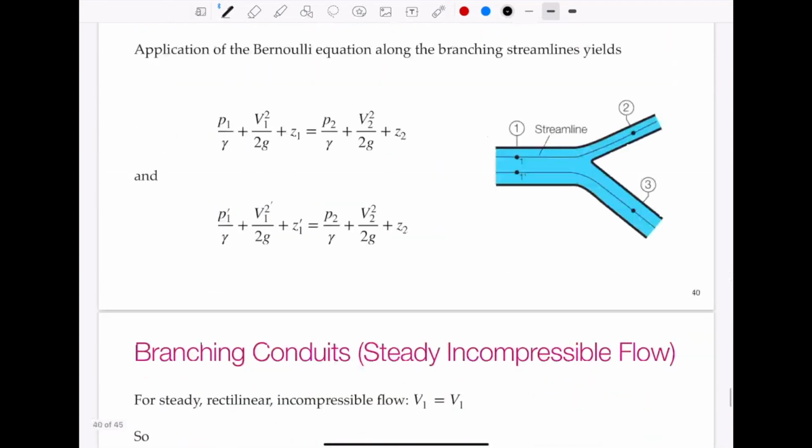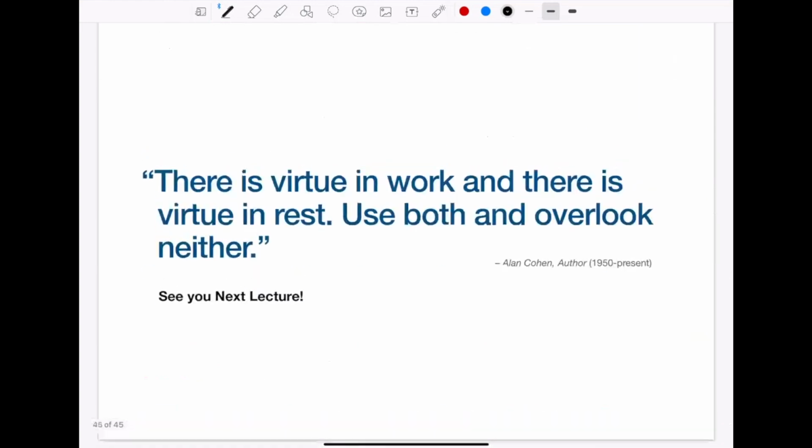Let's scroll down for what we missed, and we'll just get to that quote, and I'll have to come up with a new quote for next week. The quote for this week: there is virtue in work and there is virtue in rest. Use both and overlook neither. And this is written by an American author, Alan Cohen.